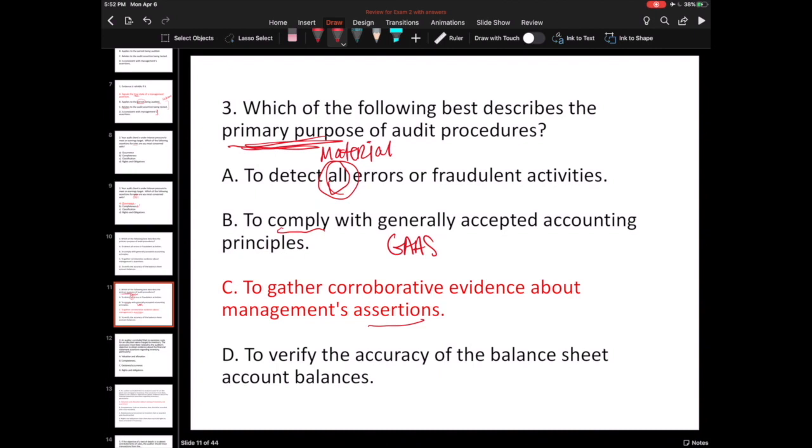And D, verify accuracy of balance sheet. That is really one assertion. And technically for balance sheet, it should be valuation, not accuracy, if we're being a stickler. But yeah, this is just one assertion among many, whereas C is a much more general answer. It's saying, hey, I want to gather evidence about all assertions. So C is definitely our best answer here.